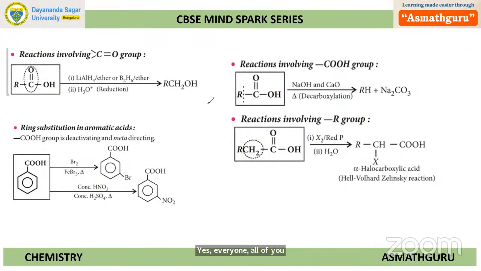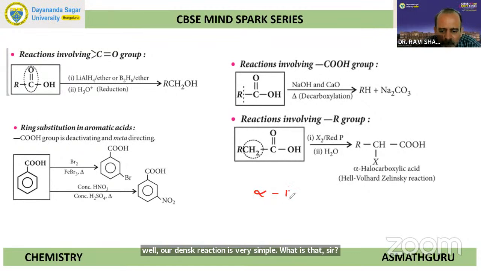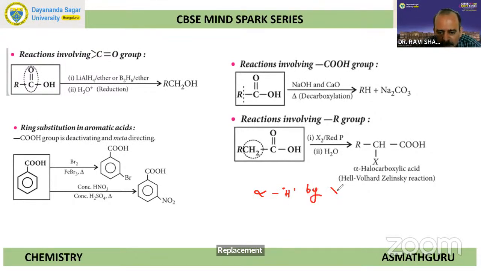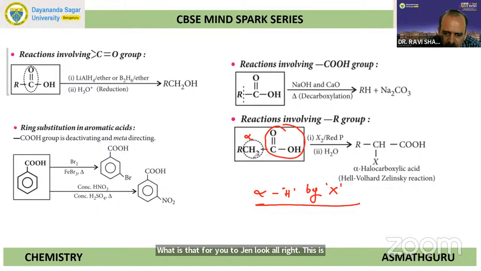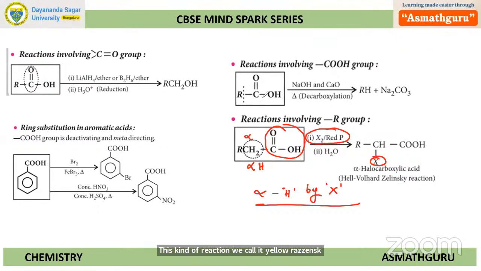Hell-Volhard-Zelinsky reaction is very simple. What is that, sir? Replacement of an alpha hydrogen by halogen. What is alpha hydrogen? Look at it. This is the functional group. Next to that is the alpha carbon. And the hydrogen attached to the alpha carbon is called what? Alpha hydrogen. When you treat with red phosphorus and halogen, one hydrogen atom is replaced by one halogen. This kind of reaction we call the Hell-Volhard-Zelinsky reaction. Got it?